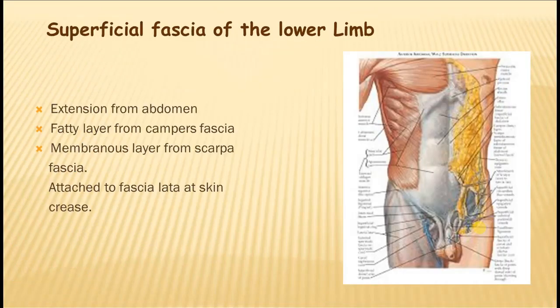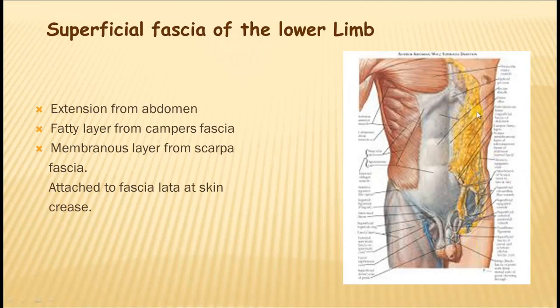Okay. So as I told you, with respect to the superficial fascia of the lower limb, it is a continuation from the abdomen. The superficial fatty layer is called Camper's fascia, that continues downwards to the thigh. We all know that fat is a jelly-like content of the superficial fascia. Any region you take, mostly it is filled with fat in the superficial fascia.